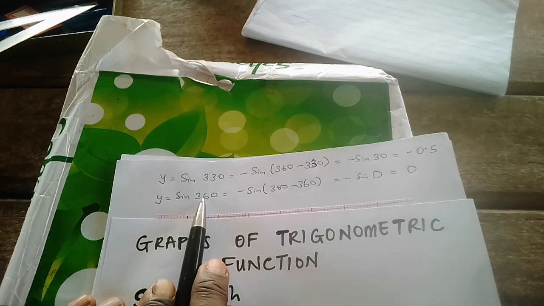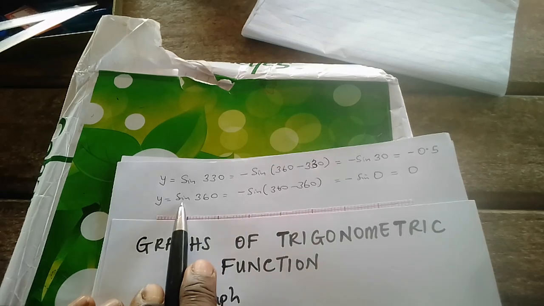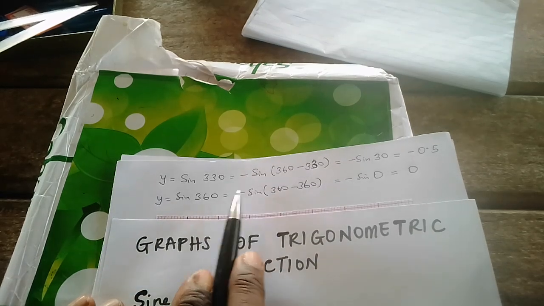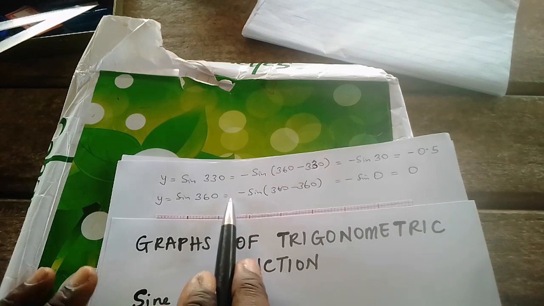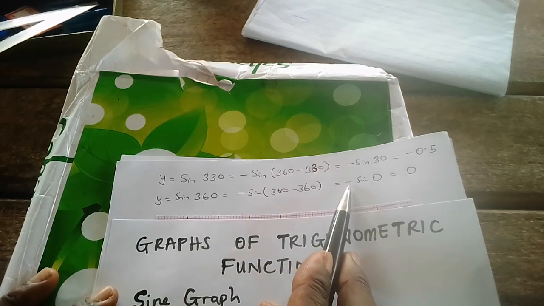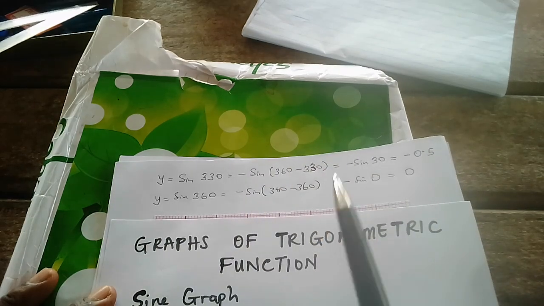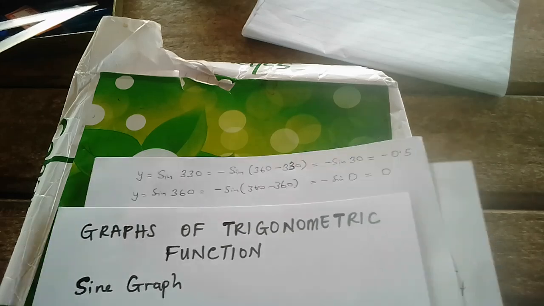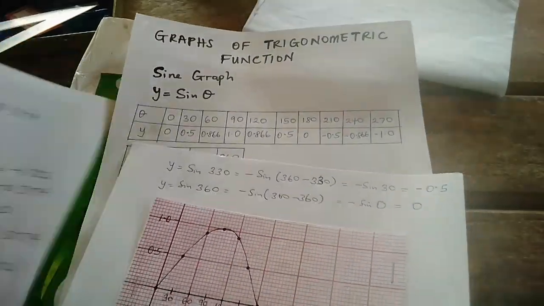Then when theta is 360, the fourth quadrant is going to be minus. The equivalent of 360 in the fourth quadrant is 360 minus 360, which is 0. Sine of 0 is 0, a neutral number, so it's going to be 0. From there, you are going to plot your graph.